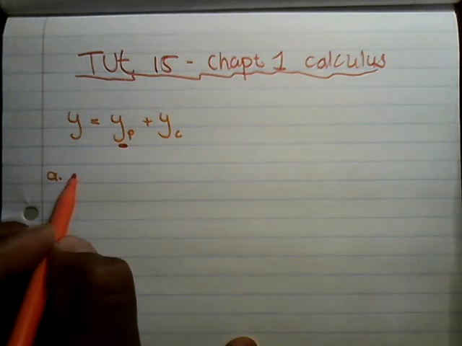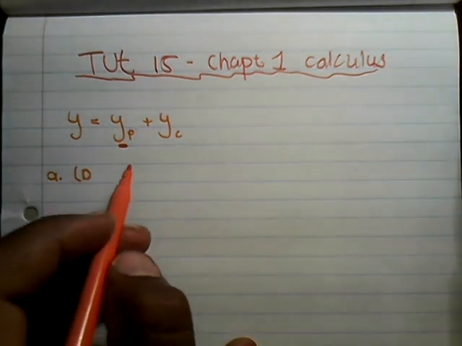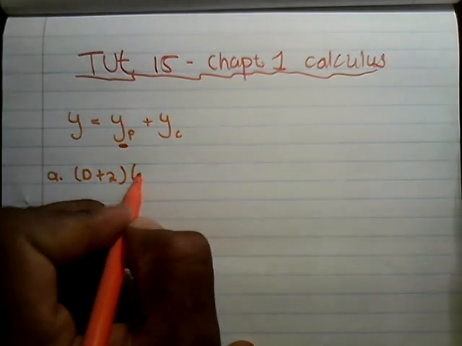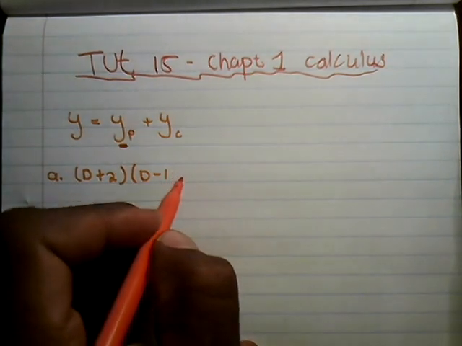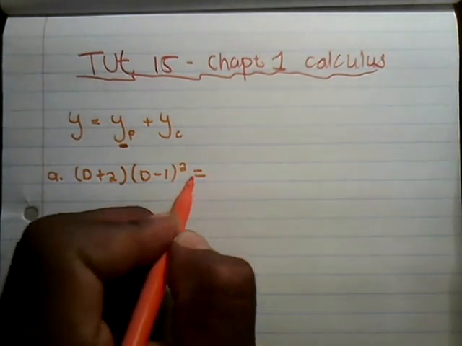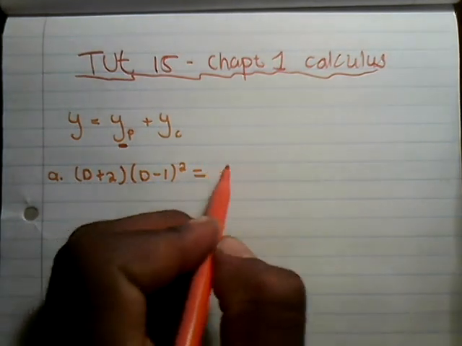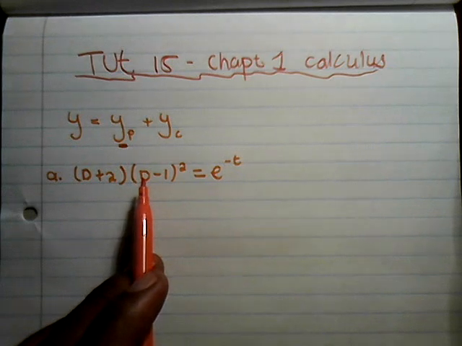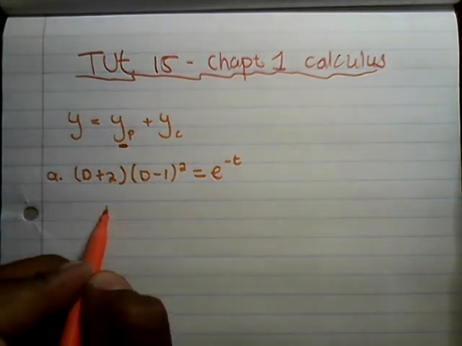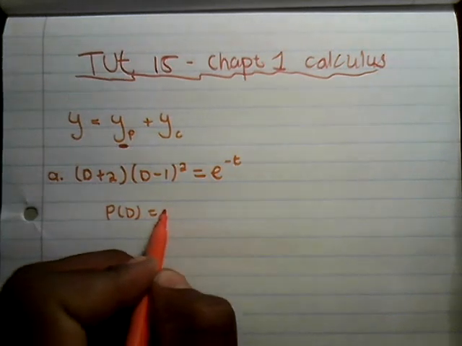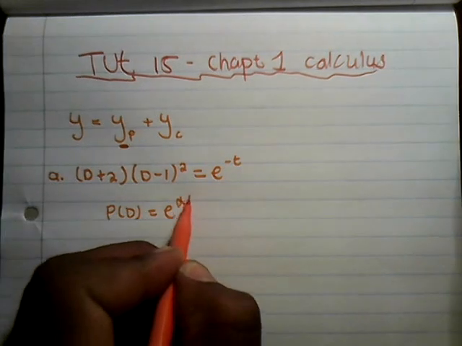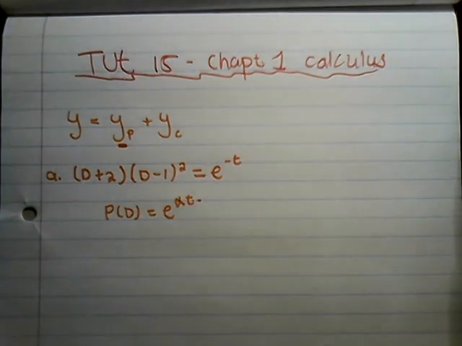Now A goes by D plus 2 multiplied by D minus 1 squared y equals e to the power minus t. If you check this function here, it is in the form P(D) y equals e to the power alpha t.